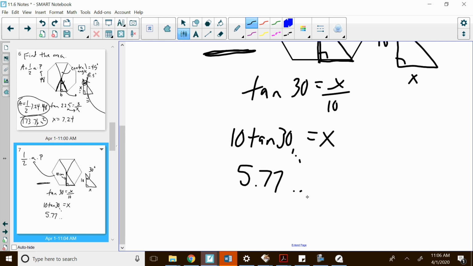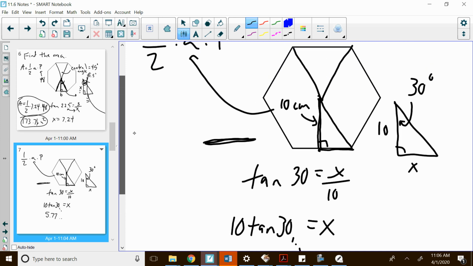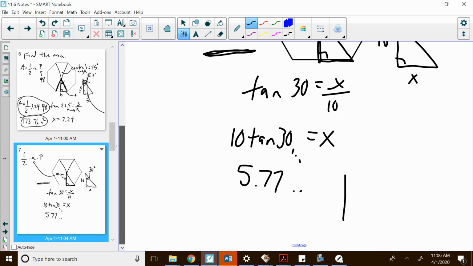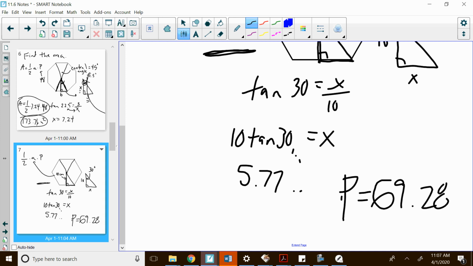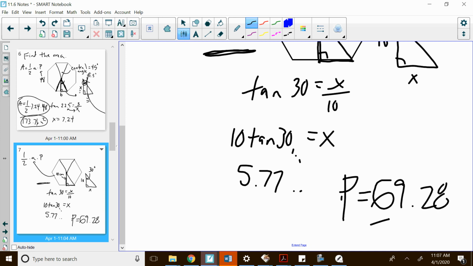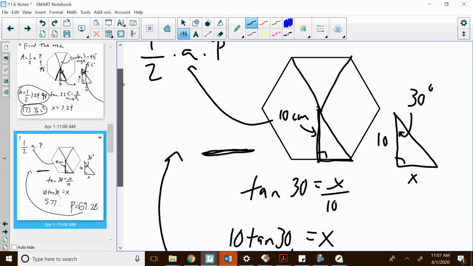Now, that's not a full side length. That's half of a side length, okay? It's not the full perimeter, not even close to the full perimeter. So we're going to double that to get to a full side length, 11.5. And then we're going to take it times 6 to get to the perimeter. So that means now the perimeter would have to be 69.28 whatever, centimeters. So that's what we're going to plug into our formula with the apothem that they gave us.